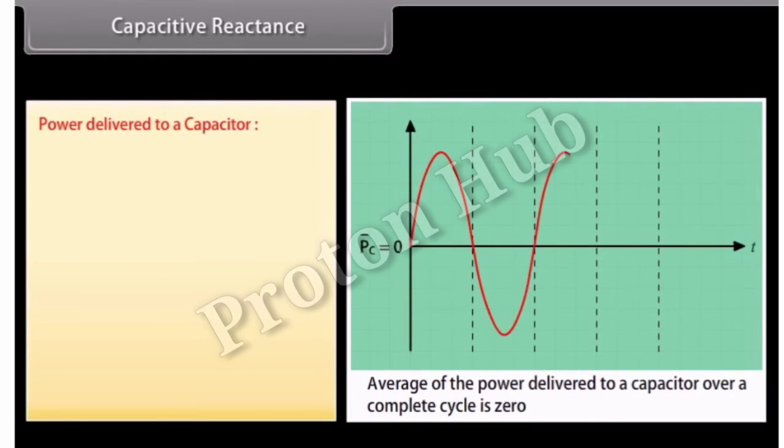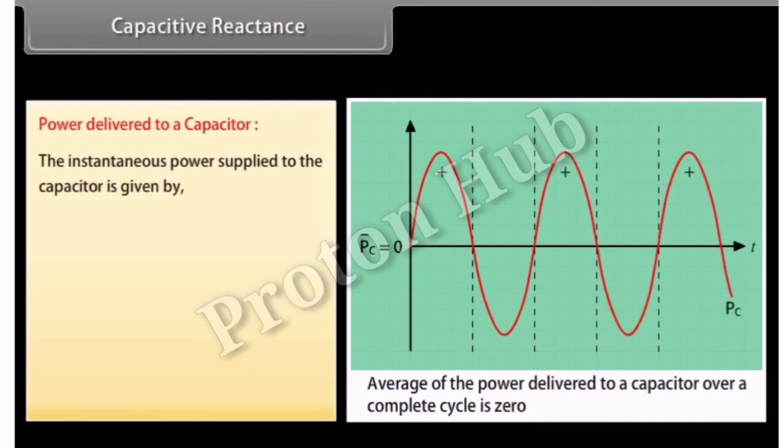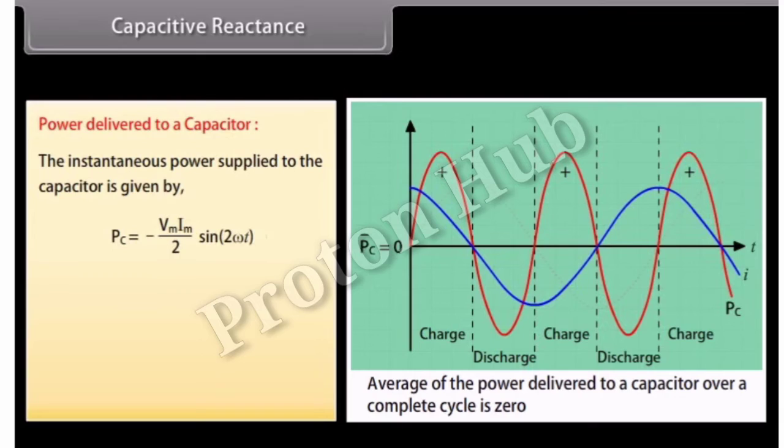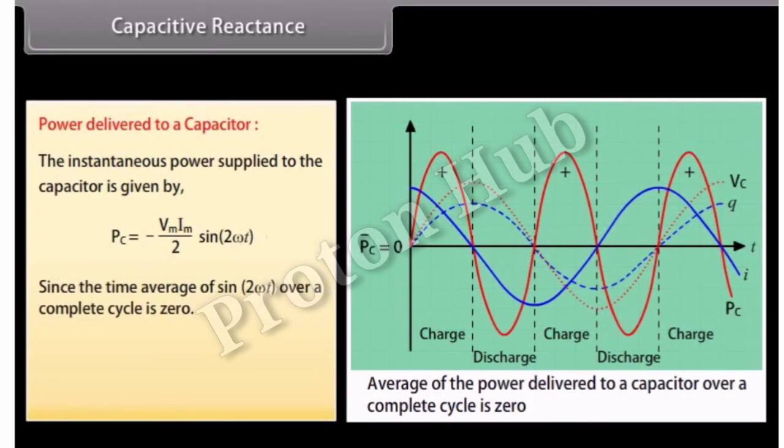Power delivered to a capacitor. The instantaneous power supplied to a capacitor is given by Vm Im upon 2 multiplied by sin 2 omega t. Since the time average of sin 2 omega t over a complete cycle is 0, the capacitor power is equal to 0.